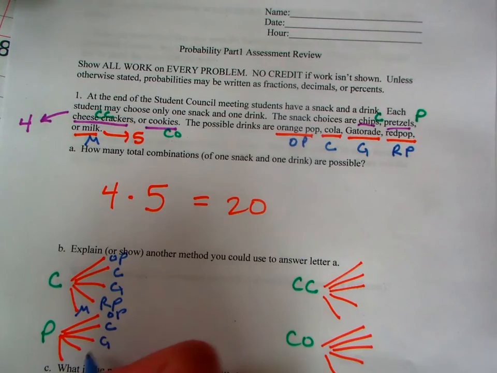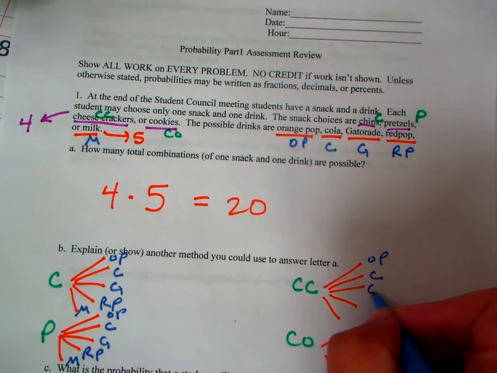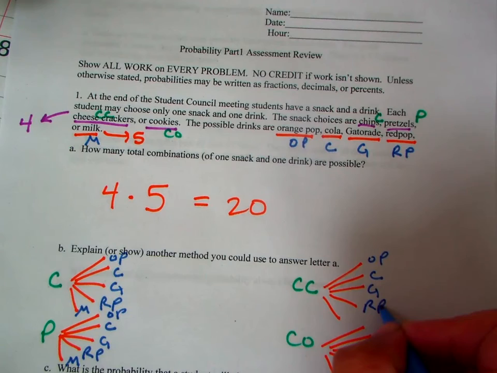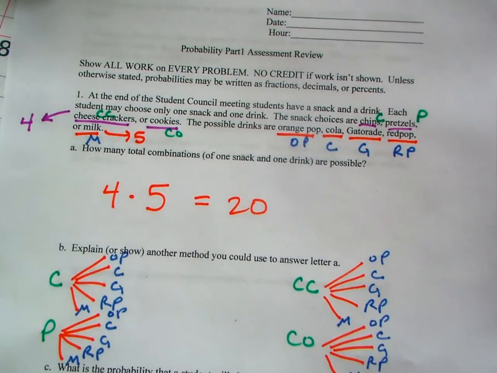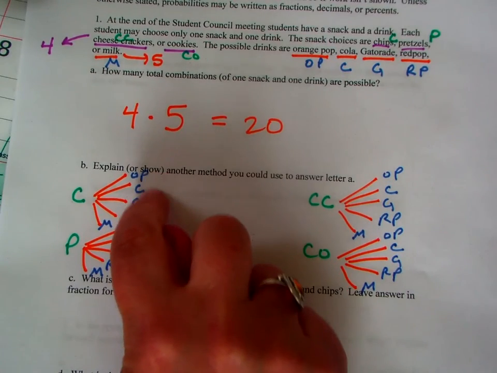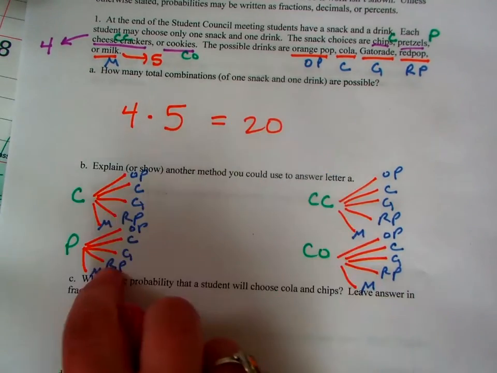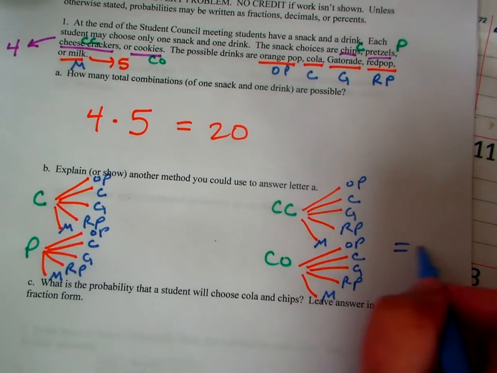It doesn't really matter if you did it exactly the same way, as long as I can see all of the possibilities. O, P, C, G, R, P, and M. And the same thing here. And you can see, let's move that up. There you go. You can see now, if I counted out all of these blue letters, 5 here, 5 here, 5 here, and 5 here, I'm going to get a total of 20 again.